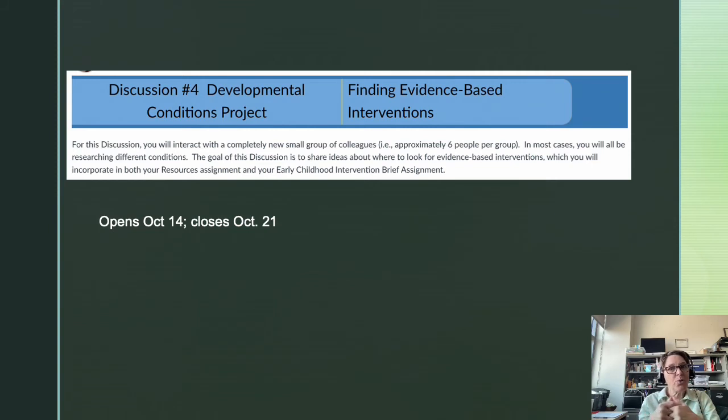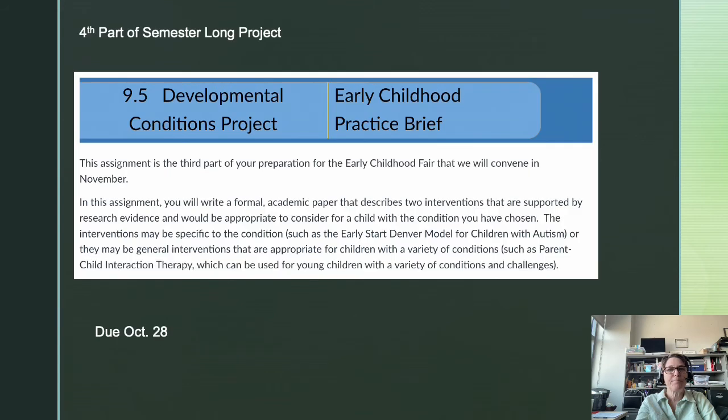I am only asking you to identify 2 interventions that would be appropriate for the next assignment. So while we might have in mind 15 things we'd want to do, I'm going to ask you to research what is the evidence base of 2 of the interventions that you've seen mentioned as potentially relevant for the population. And this discussion gives you the chance to share ideas with your colleagues about that.